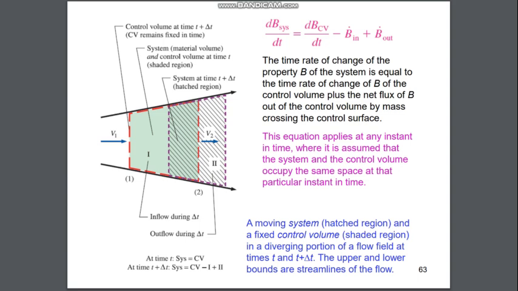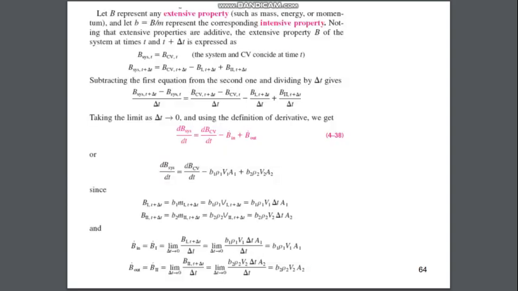Okay, the B is the inlet and outlet, B in plus B out. B in is the inflow and B out is the outflow. Okay, now we go next.